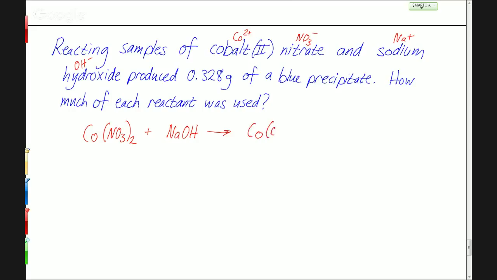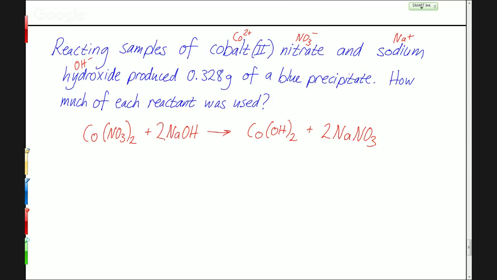So it's going to be Co(OH)2. And same thing with the sodium. It's not going to be Na(NO3)2, because sodium is +1, nitrate is -1. So they're going to go together in a 1-to-1 ratio. NaNO3. All right, is that balanced? No. So we're going to need a 2 here, and a 2 here. Now we've got a balanced equation. I think. Yeah. All right, so we got a balanced equation.